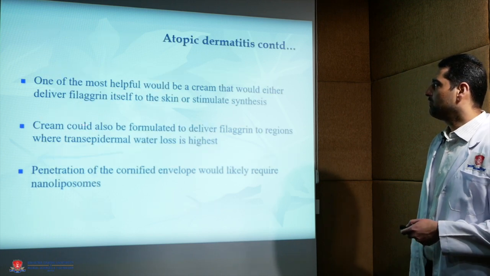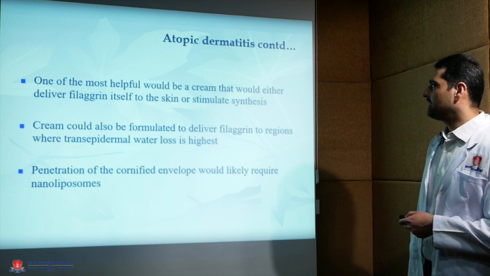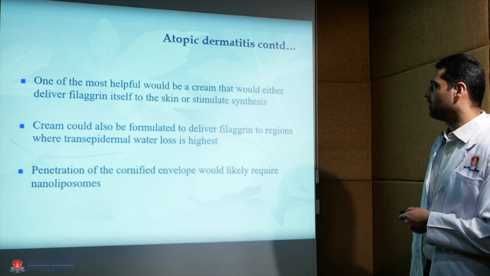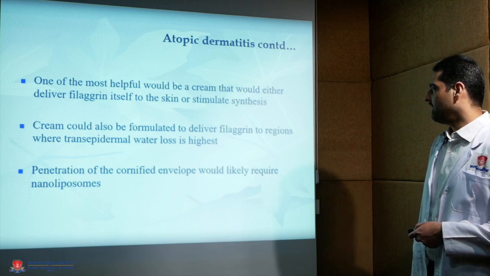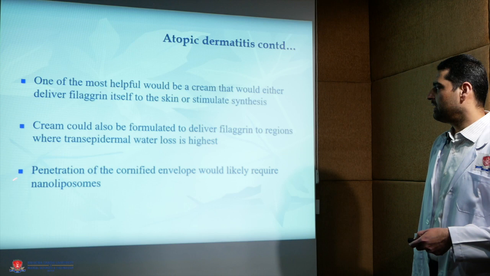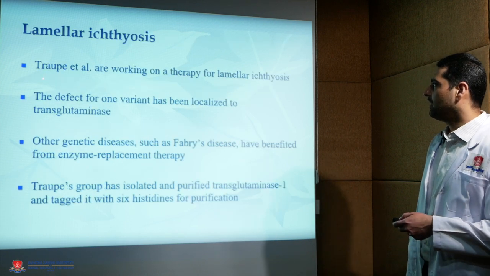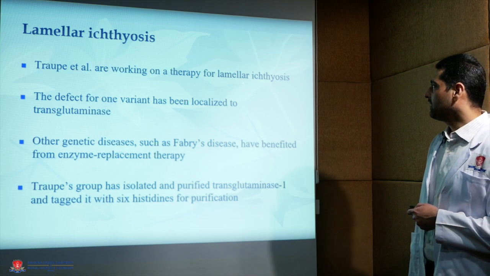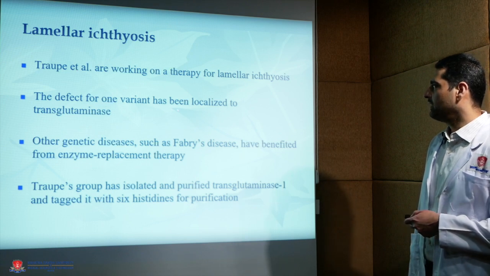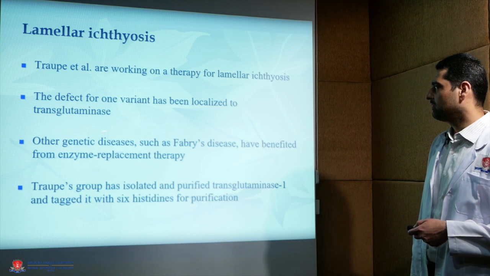So one of the most helpful would be a cream that would either deliver filaggrin itself to the skin or stimulate its synthesis. So penetration of the cornified envelope would likely require nanoliposomes. Nowadays, there was one study by Trope et al. where they are working on lamellar ichthyosis, and the defect for one variant has been localized to transglutaminase.